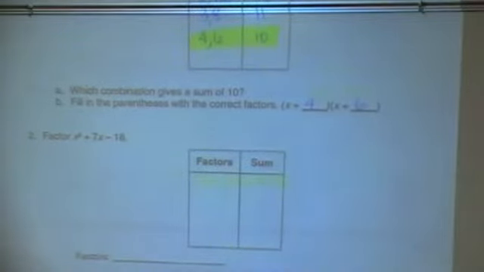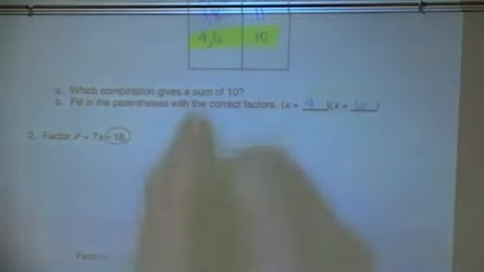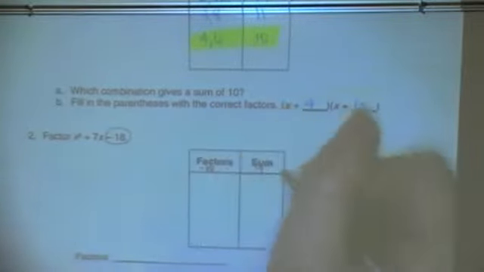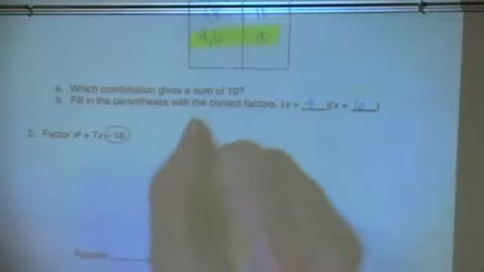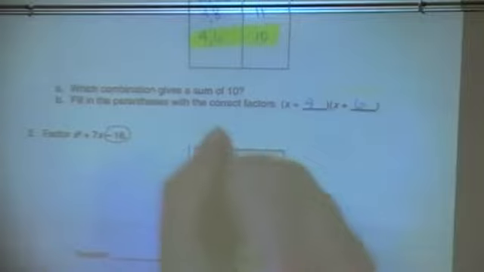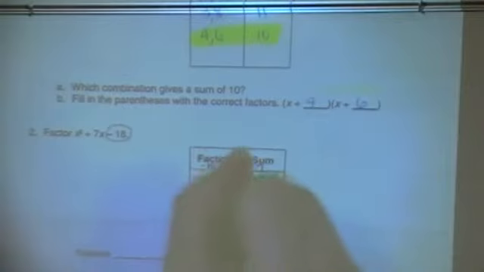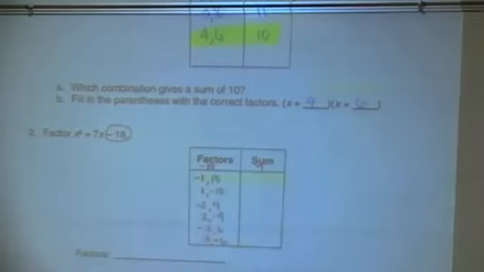Okay, so remember, you're looking for factors of the constant, so factors of negative 18, that sum to give you positive 7. Now, here's a little different because it's negative 18. So it could be negative 1 and 18, or it could be 1 and negative 18, because when I multiply those, that's how I get negative 18. It could be negative 2 and 9, or 2 and negative 9. Negative 3 and 6, or 3 and negative 6. That's all the factors of 18.